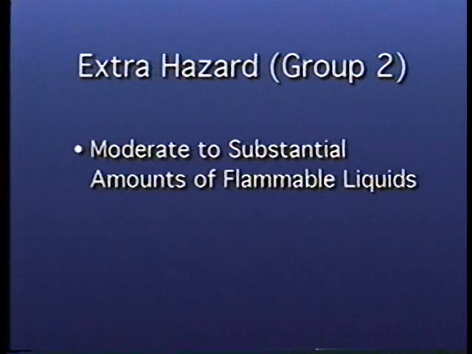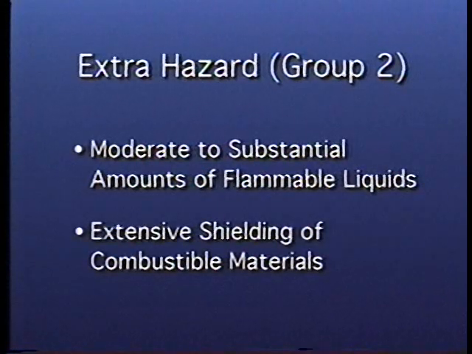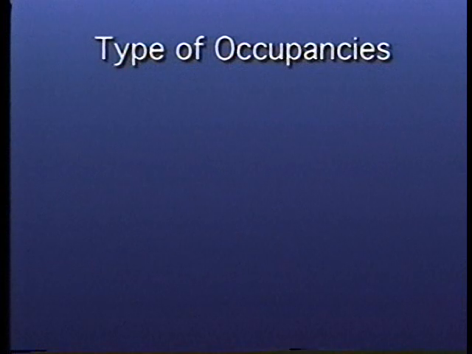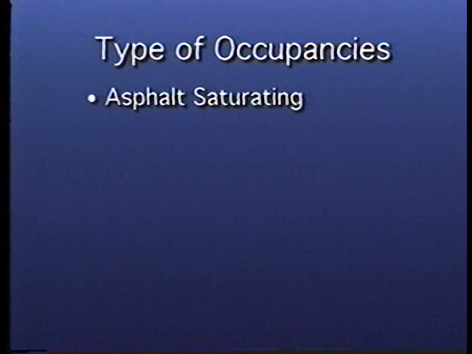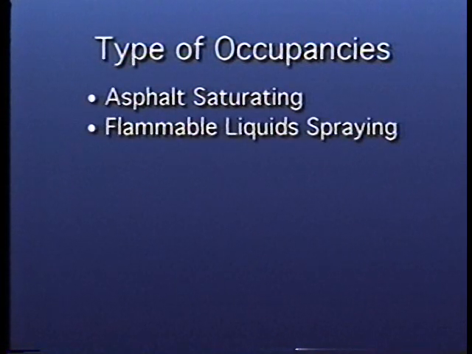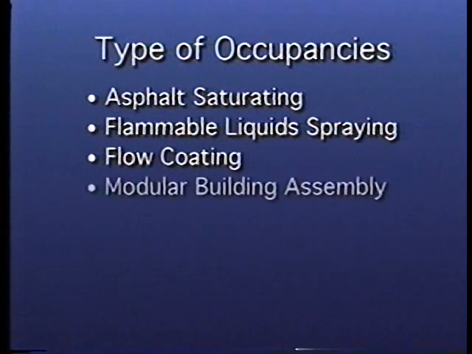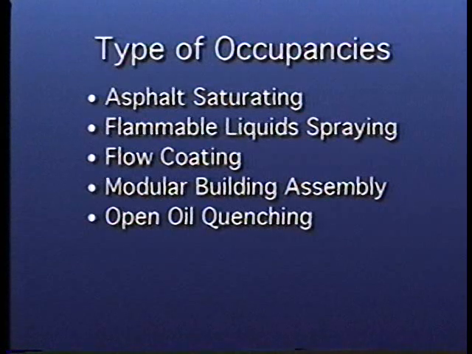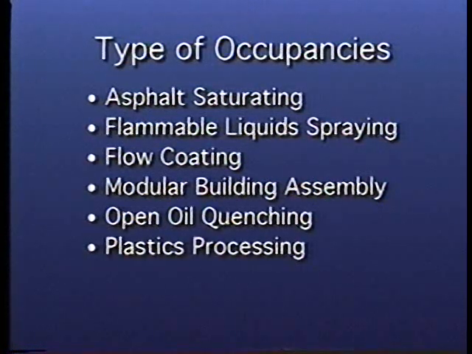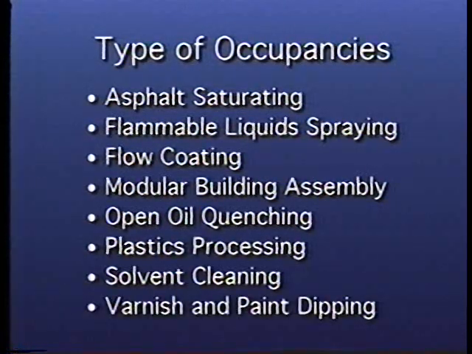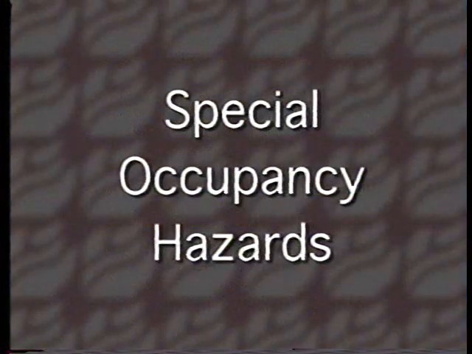This occupancy is defined in the same way as Group 1, except that it has moderate to substantial amounts of flammable or combustible liquids, or there is extensive shielding of the combustible materials present. Examples of extra hazards Group 2 include asphalt saturating, flammable liquid spraying, flow coating, manufactured homes or modular building assemblies, open oil quenching, plastics processing, solvent cleaning, and varnish and paint dipping.